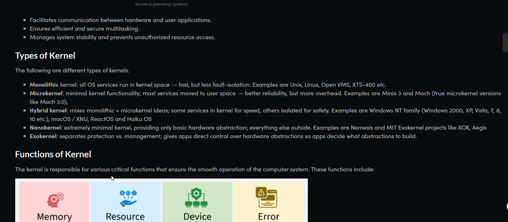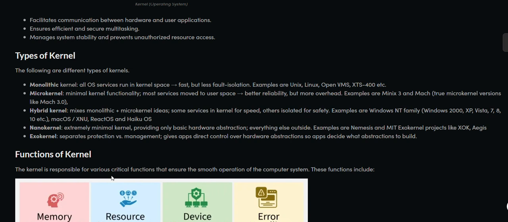Hybrid kernel is the combination of monolithic and microkernel, and it is super fast, isolated, safe, and also efficient. Its examples are Windows XP, Vista, macOS, ReactOS, and Haiku OS.